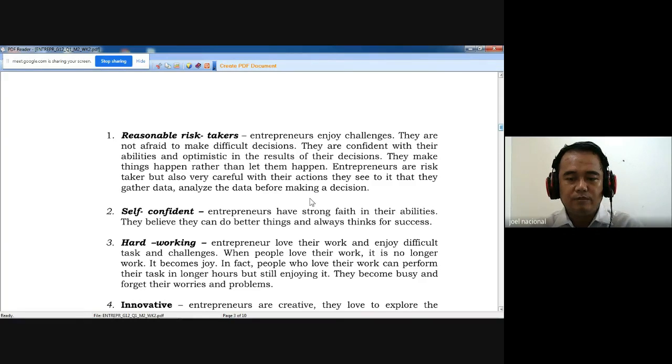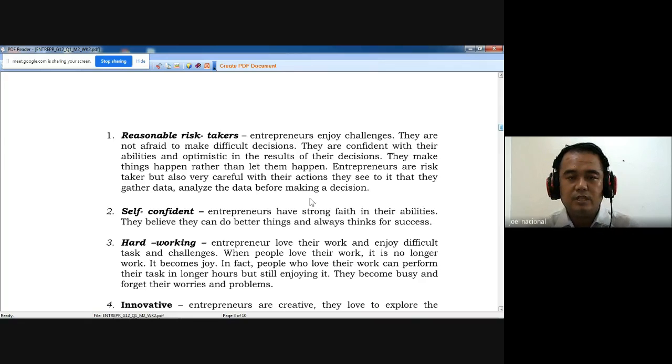They are confident with their abilities and optimistic in the results of their decisions. They make things happen rather than let them happen. Entrepreneurs are risk takers, but also very careful with their actions. They see to it that they gather data and analyze the data before making a decision.